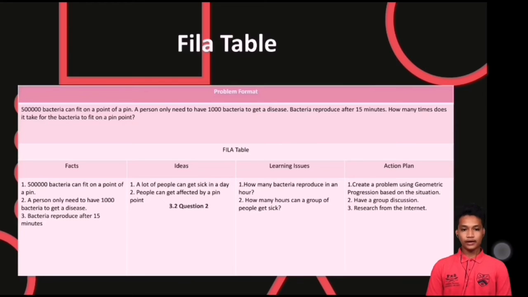Idea. Number 1, a lot of people can get sick in a day. Second, people can get affected by a pinpoint. Learning issue. Number 1, how many times do bacteria reproduce in an hour? The second, how many hours can a group of people get sick? Action plan. Number 1, create a problem using geometric progression based on the situation. Second, have a group discussion. And third, research from the internet.